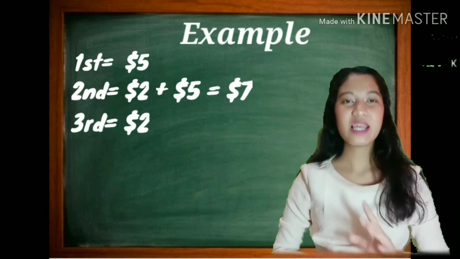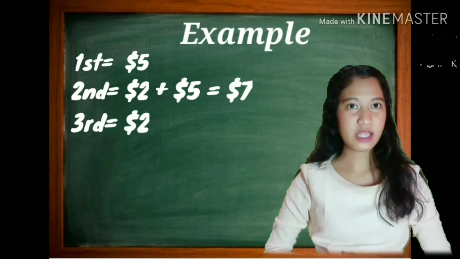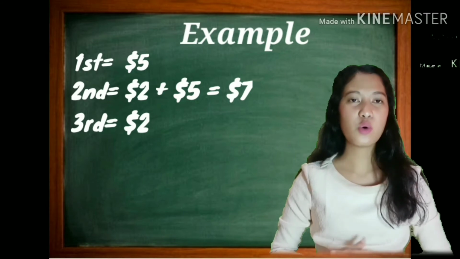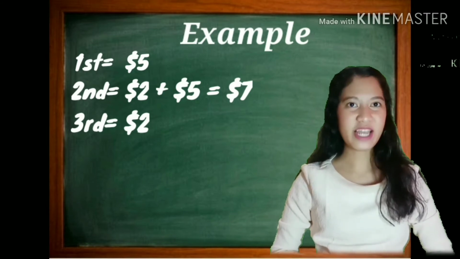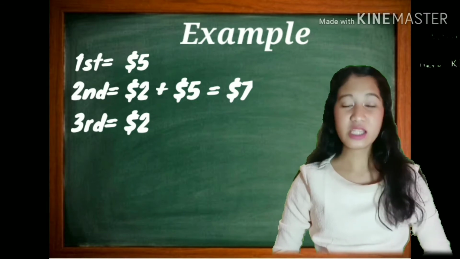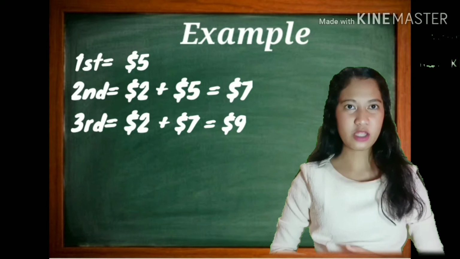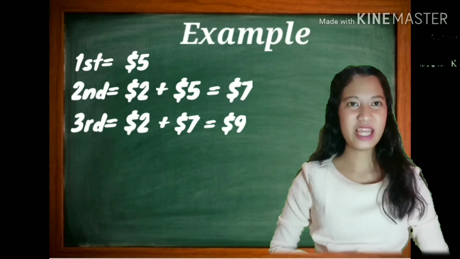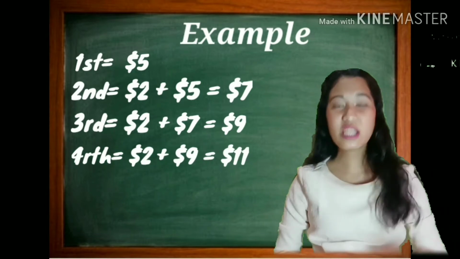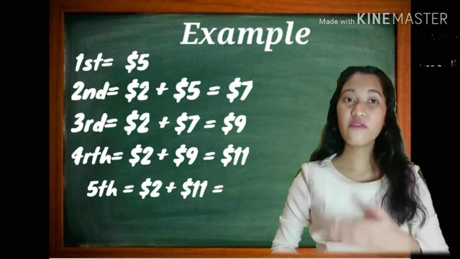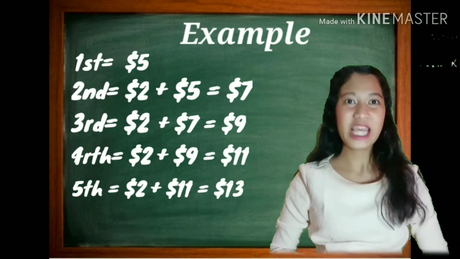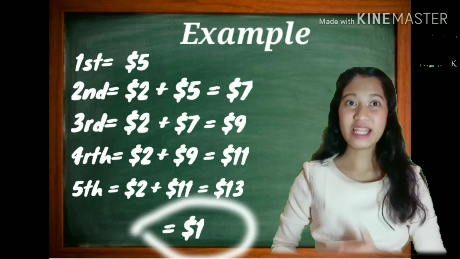Then on the third day, Marcus gained $2. So in the previous days, we've added the amounts, and it is equal to $7. We will repeat it and add it on the third day, and so on, and continue until the fifth day. When we finish adding all the amounts, it is equal to $13.